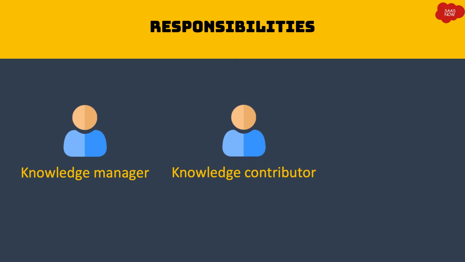Responsibilities. There are three major responsibilities and roles in knowledge management. Knowledge manager, who defines and manages the knowledge management process in any organization. Knowledge manager also manages day-to-day operations related to content publishing and usage. Then we have knowledge contributor, who creates or edits the knowledge articles for his team or other teams. And then we have knowledge user, who is the main end user and the person who would read the articles created by different authors.